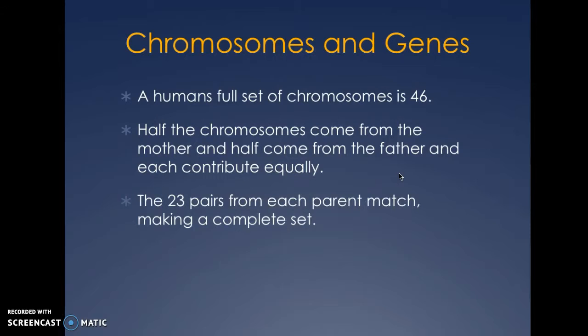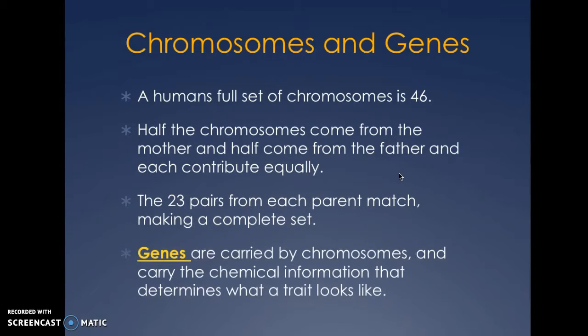The 23 pairs from each parent match, making a complete set. So 23 plus 23 is 46. Genes are carried by chromosomes and carry the chemical information that determines what we look like, or what a trait looks like specifically. Genes are inherited from our parents and determine characteristics or features we may have.